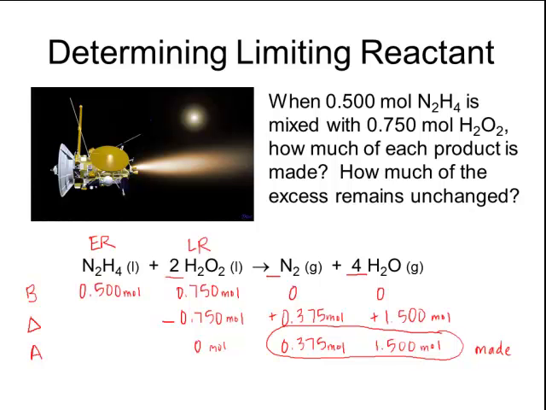The second part of this problem asks how much of the excess reactant remains unchanged. Again, I need to go back and look at my mole ratios. Remember from the previous slide that for every 2 moles of hydrogen peroxide, I need 1 mole of hydrazine, which is half as much. So I can take this 0.75 moles and divide it in half, and I'm going to use 0.375 moles of hydrazine. Because I use 0.375, that means after the reaction, I will have 0.125 moles of hydrazine remaining. And so this is the amount of hydrazine that is in excess.